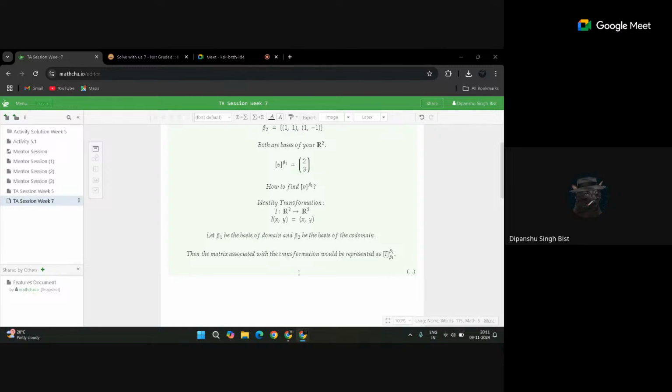Any idea? So here you have defined the identity transformation as I of (x, y) is equal to (x, y). It is the definition, the expression only. Identity transformation is defined as this: whatever your input is, your output is the same. There is no difference between your input and output. So if you have a transformation like this, you call it an identity transformation.